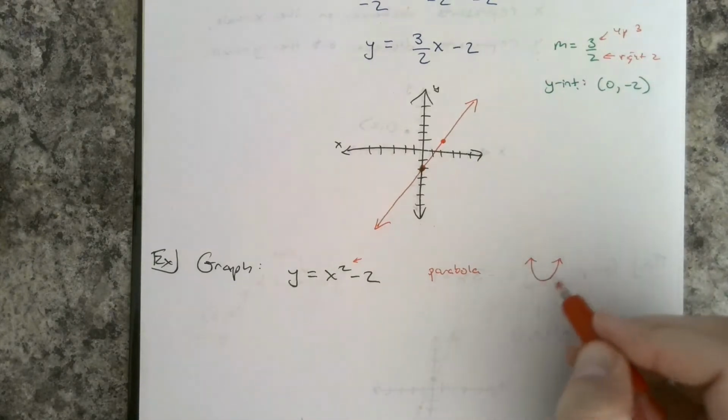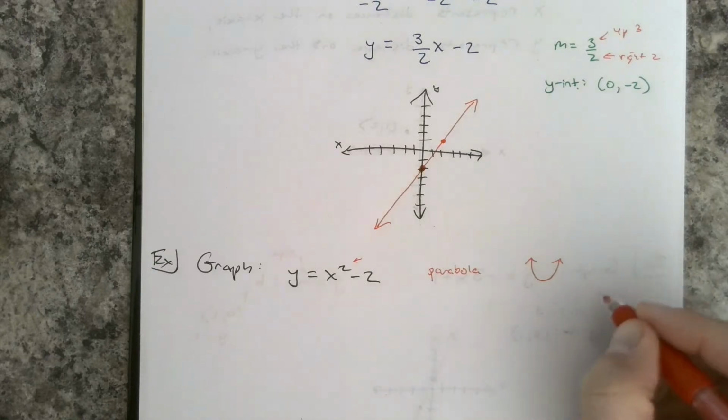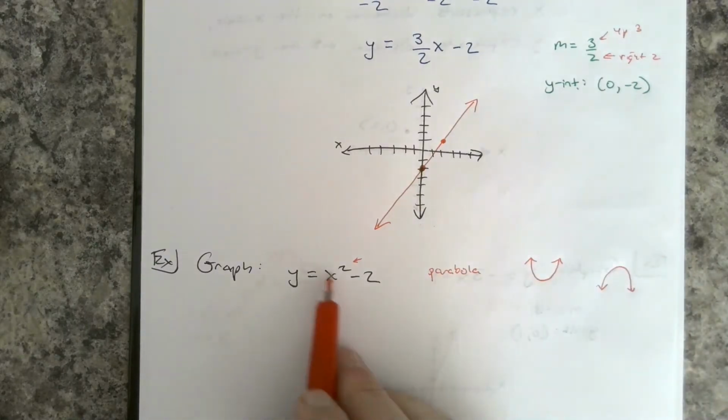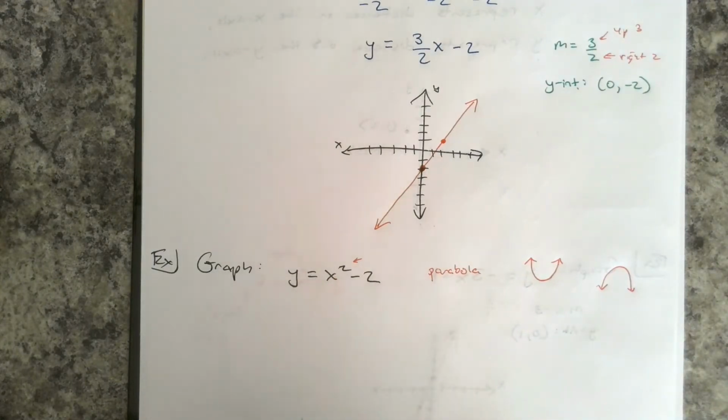This one is a parabola opening upward. You also could have a parabola opening downward. In this case, the one we know is opening upward because the x squared has a positive coefficient in front. The number in front is positive 1. So we know it opens upward. If this was negative, it would be opening downward.